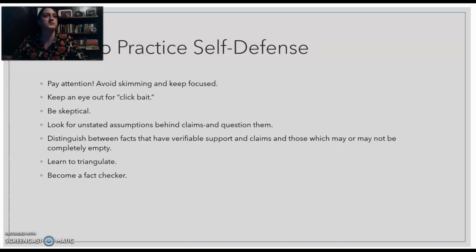So again, first off, pay attention, avoid skimming. The second one is keep an eye out for clickbait, especially since we live in the digital age, right? Keep an eye out for clickbait. Are we all aware of what clickbait is? Okay. Let me just very quickly go over what clickbait is.